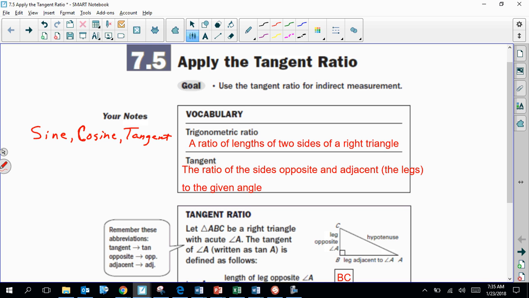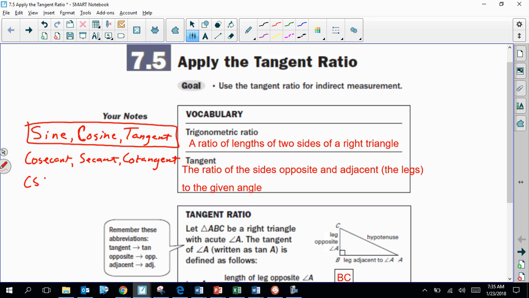The other ones that we have are cosecant, secant, and cotangent. Now in high school geometry, typically we only look at the first 3, sine, cosine, and tangent, because cosecant, secant, and cotangent are the reciprocals. So we'd say CSC to abbreviate cosecant, and that would be 1 over sine. Secant is the reciprocal of cosine, and cotangent is the reciprocal of tangent.